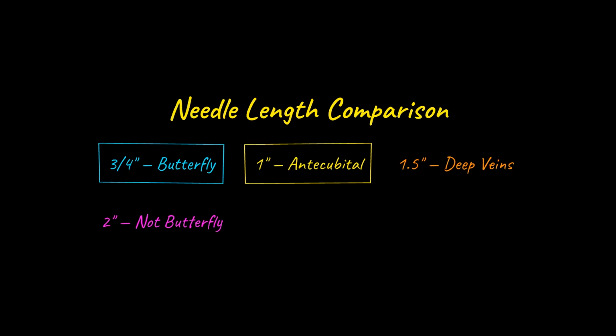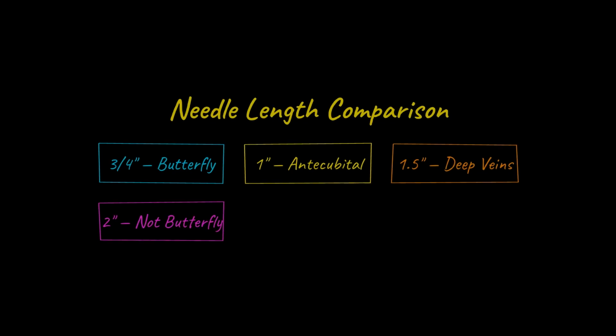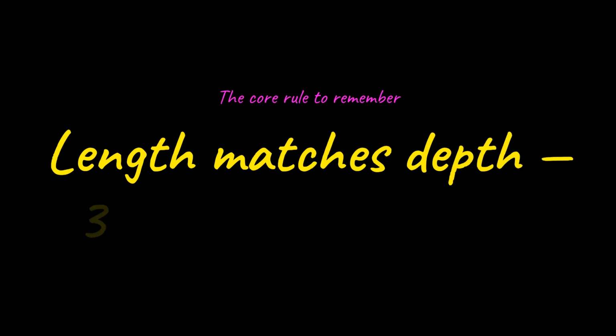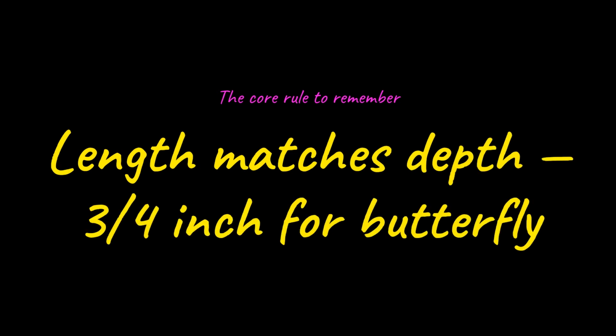The 1 inch straight needle is standard for adult antecubital draws, and the 1.5 inch is reserved for deeper veins. The 2 inch needle is never part of any butterfly product line. When you see a stem describing wings, flexible tubing, a hand or wrist draw, or fragile rolling veins, the butterfly with a 3/4 inch needle is the correct answer. Length always matches depth.